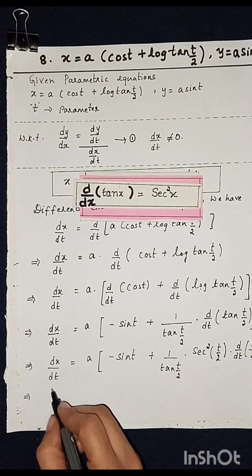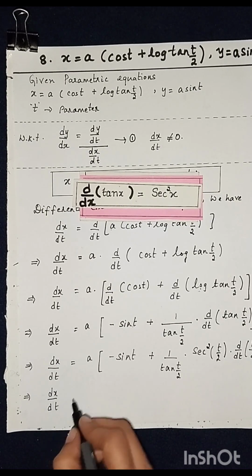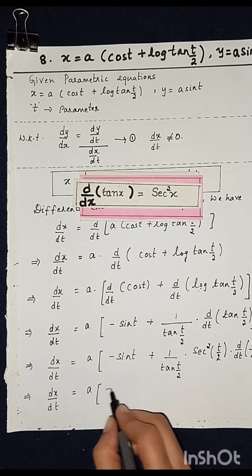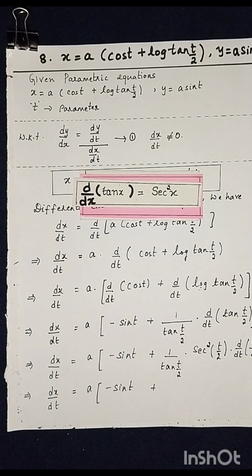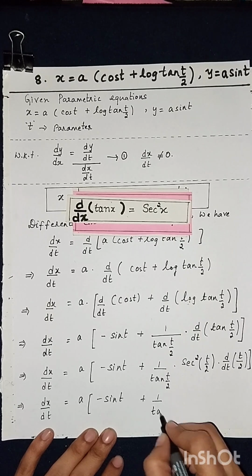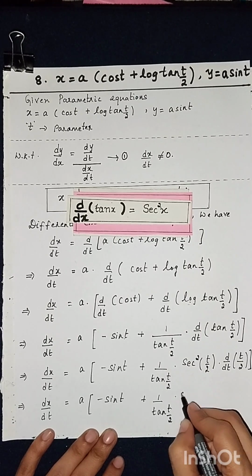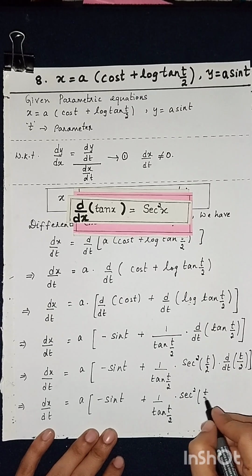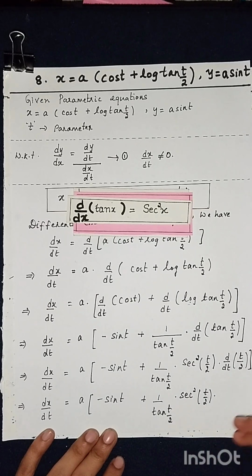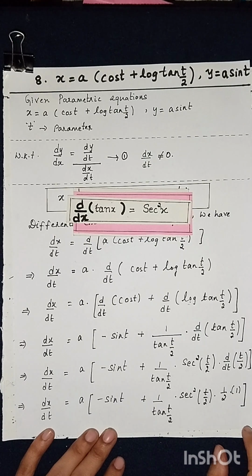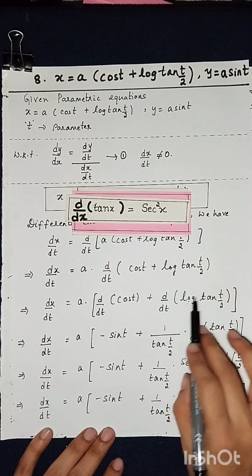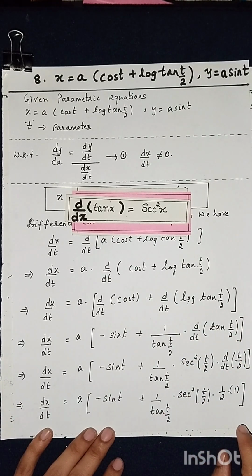Now this implies dx by dt is equal to a into minus sin t plus 1 by tan t by 2 into secant square t by 2 into the derivative of t by 2. Here 1 by 2 is a constant and the derivative of t is 1. So this is chain rule. We have applied chain rule to find the derivative.